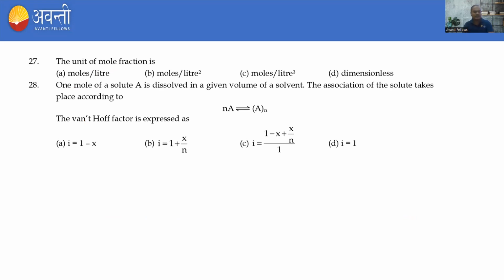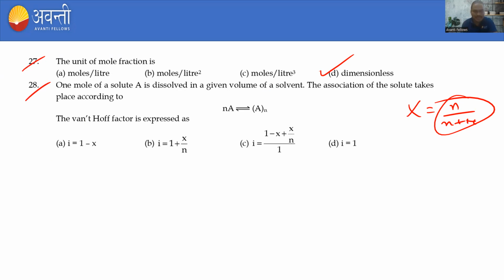Again, question number 27. This is a very easy question, right? Were you all able to solve this question? What the question asks basically is the unit of mole fraction. So you need to calculate the unit of mole fraction. It's a very simple thing. Mole fraction is equal to number of moles upon number of moles plus number of moles. So it is a dimensionless quantity because it is a ratio of two same quantities, that is, number of moles upon number of moles. That's why this is a dimensionless quantity. Okay. Now move to the next question.